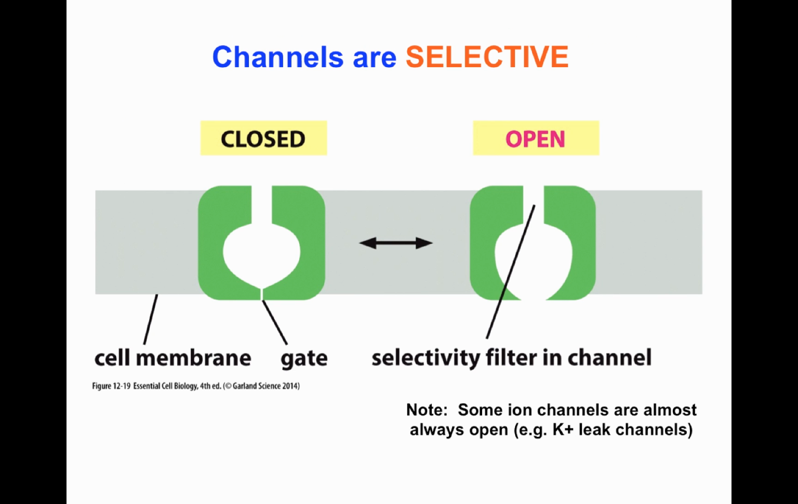Now, when we look at channels, we know that channels are selective molecules. They will only allow for the transport of their specific ion across the membrane. So on the left, we have a closed gated channel, and on the right, we have an open channel, but that open channel has a region called a selectivity filter that is only going to allow it to pass the ion that it is designed to transport. So for example, potassium.